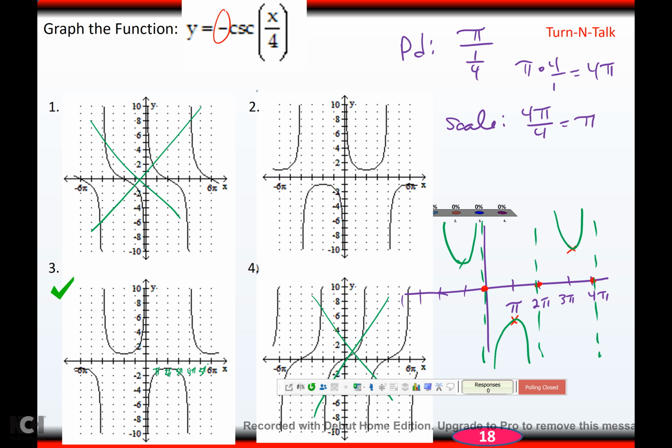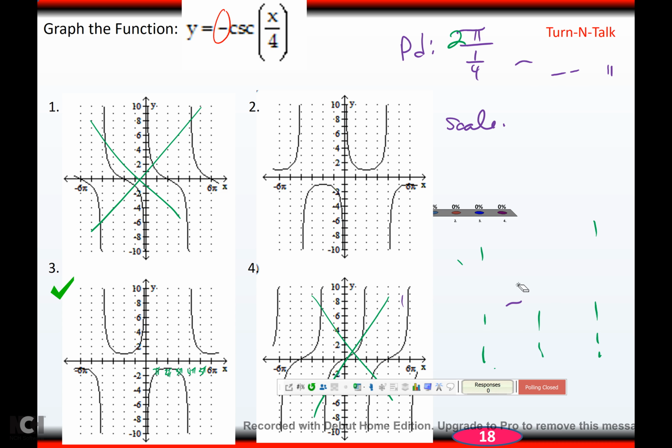Pi over 1/4. Oh, silly goose. 2 pi over 1/4. I'm thinking the wrong period. My bad. Gotta love your teacher. At least I can admit when I make a mistake. I'm sorry. Period of cosecant would be 2 pi over 1/4. So keep, change, flip, you get 8 pi. I apologize. And then if I take 8 pi and cut it in fourths, I get 2 pi.